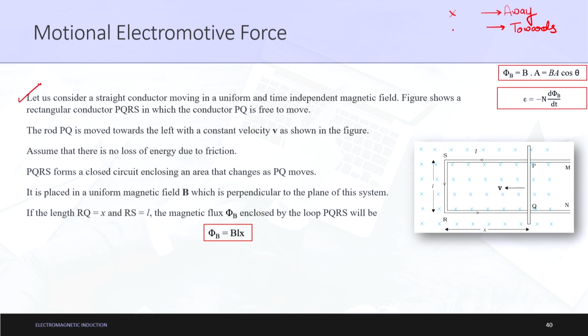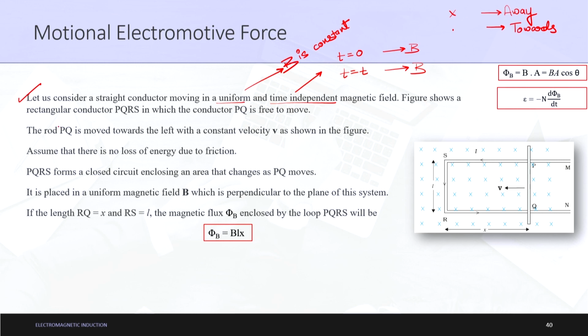First of all, let us consider a straight conductor moving in a uniform and time independent magnetic field. What do these 2 points mean? The first point means that the value of B is constant, it is not varying with space or time. What is time independent? Time independent means that at time t equal to 0, the magnetic field was B, and at any time t, it was B. So, these two things are involved in this concept here.